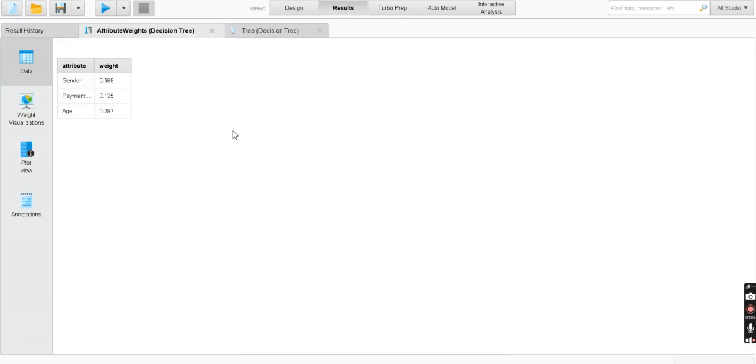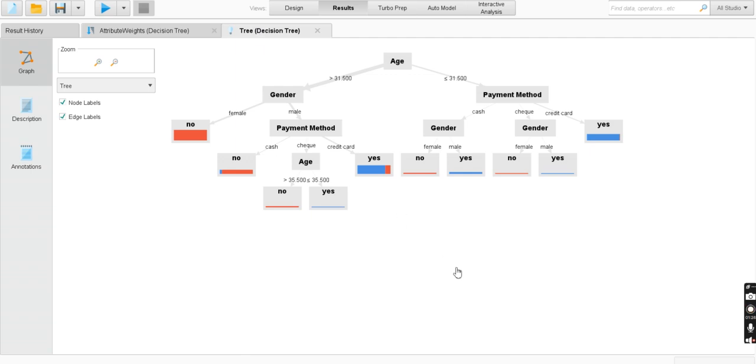And then these are some results, and based on them we can see the attribute weights, which show how important each attribute is for this process. So we can say that the gender weighs the most, and then the age, and then finally the payment. So this is the decision tree, which shows the age.